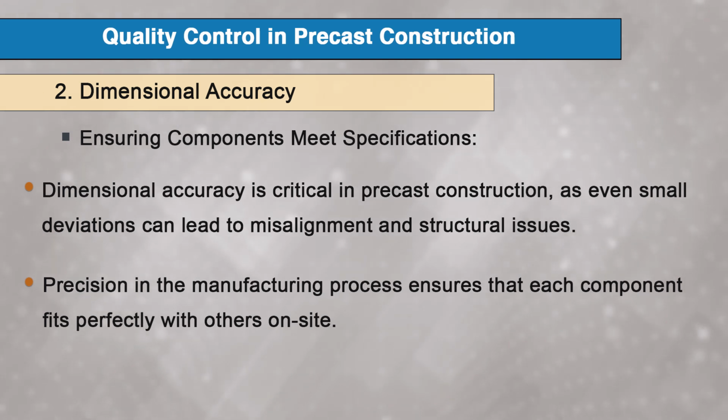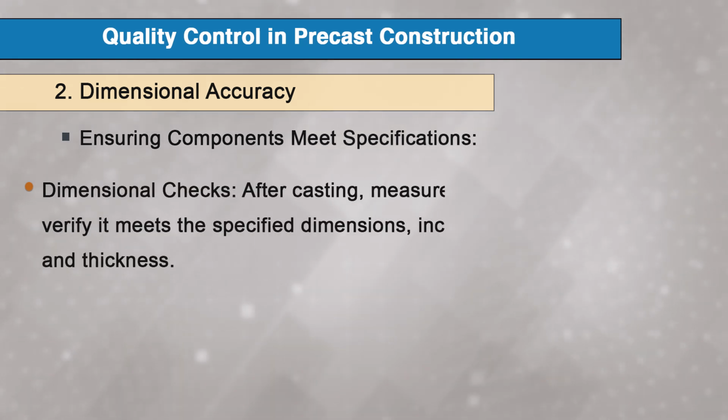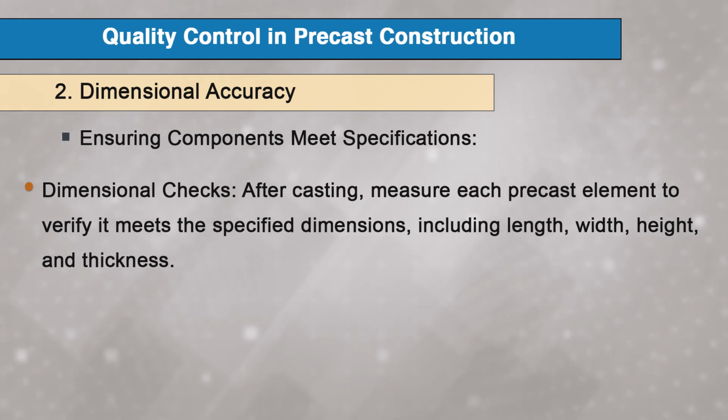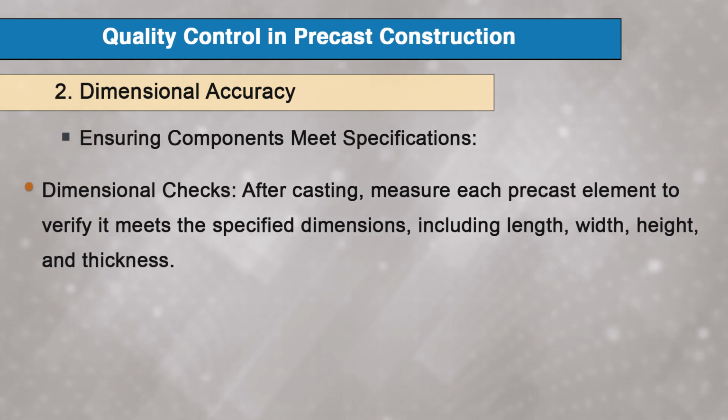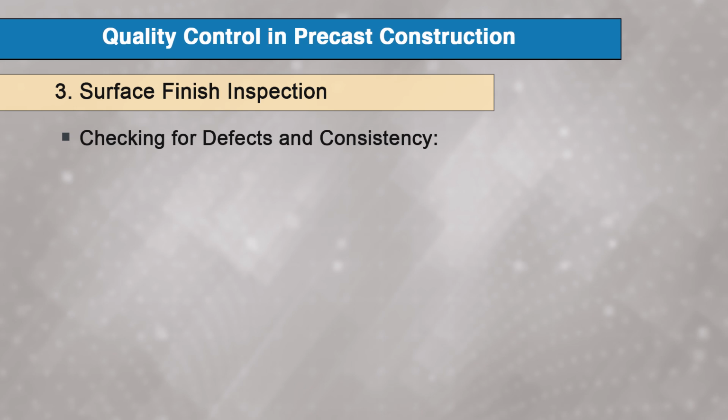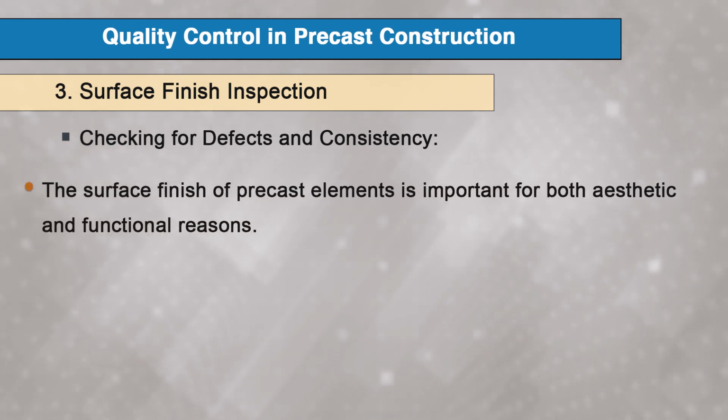Talking about the mold calibration, regularly calibrate and inspect molds to ensure that they are producing elements with the correct dimensions, and the dimensional check: after casting we have to measure each precast element to verify it meets the specified dimension, including length, width, height and thickness. For example, for precast wall panels, dimensional checks are performed to ensure that each panel will align correctly with adjoining panels, avoiding gaps or overlaps. Moving on to the surface finish inspection, in which we check for defects and consistency.